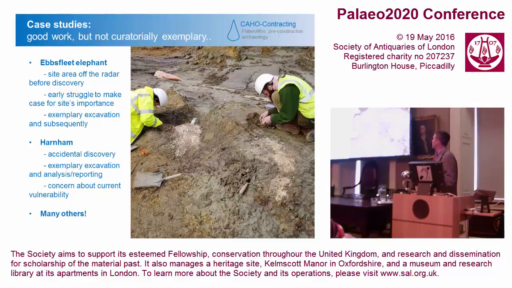prepared a map showing where I thought important deposits and areas of high potential were. And one thing I hadn't learned at that stage was that you shouldn't rely on BGS mapping. So I relied on the BGS mapping of the Boyn Hill Terrace, and the area where the elephant was found was just a big white blank of Thanet Sand.